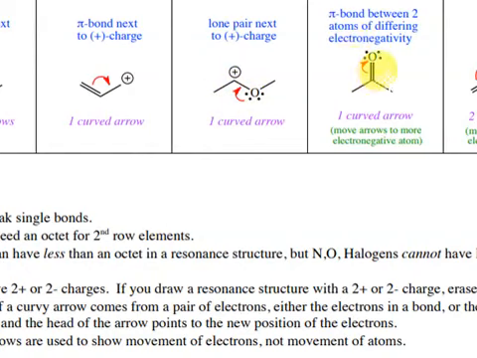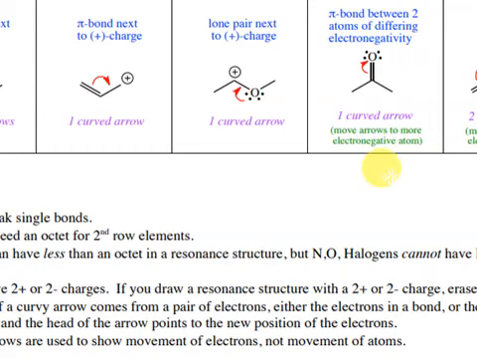Similarly, when you have a pi bond between atoms of 2 different electronegativity, then you have to make use of this single arrow. Similarly, when you have alternating double bonds like that one, you have to make use of multiple arrows. And if you have a benzene-like structure which is not drawn here, then you have to make use of 3 curved arrows.